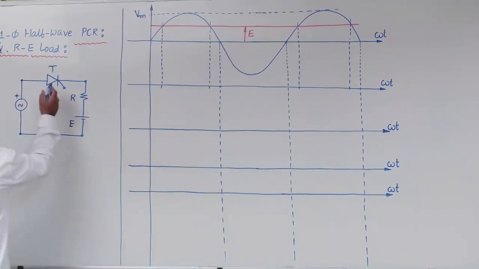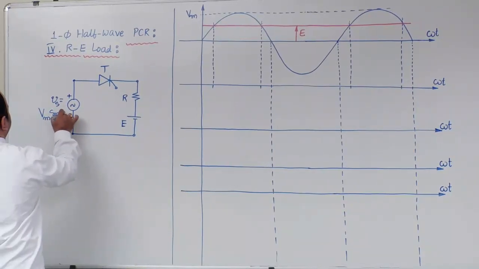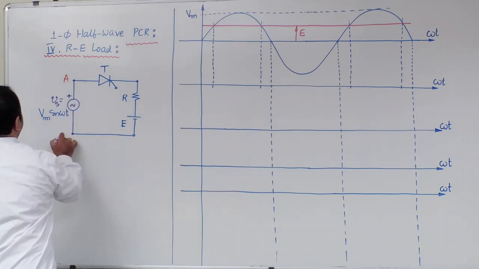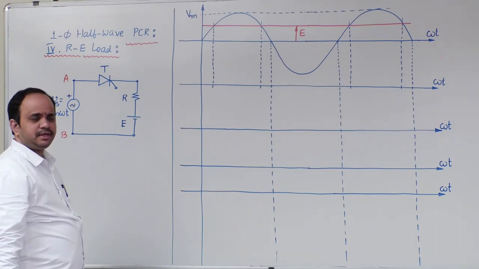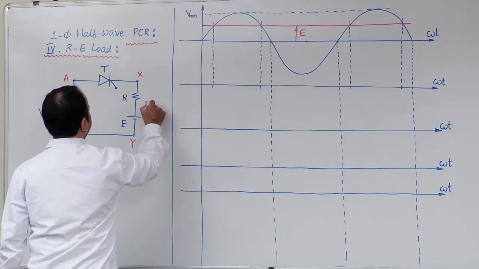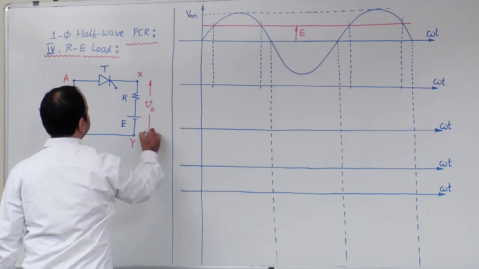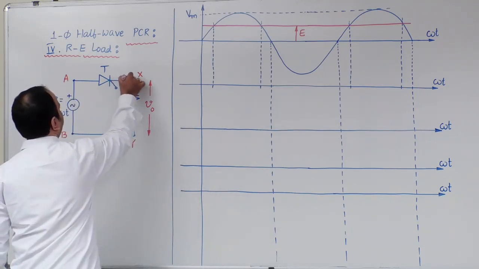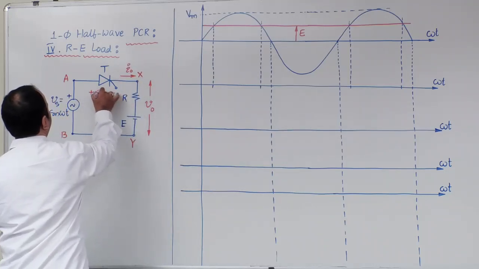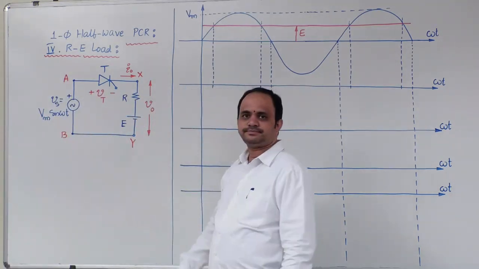Now, just like earlier, source voltage Vs is equal to Vm sin omega t. As per our notation, we are representing source terminals with A and B. Output side, the load terminals are represented with X and Y, and load voltage is V0. And output current is denoted with the symbol I0. Voltage across SCR is represented with the symbol Vt.